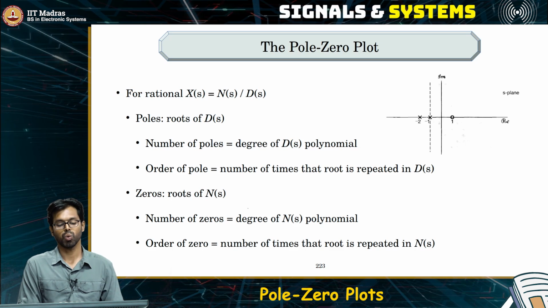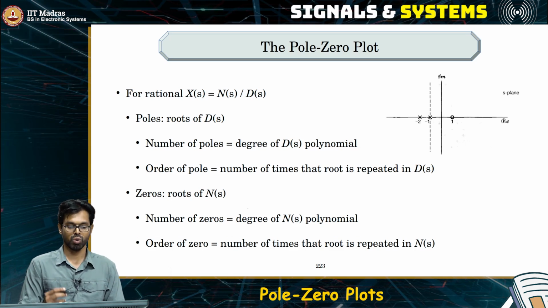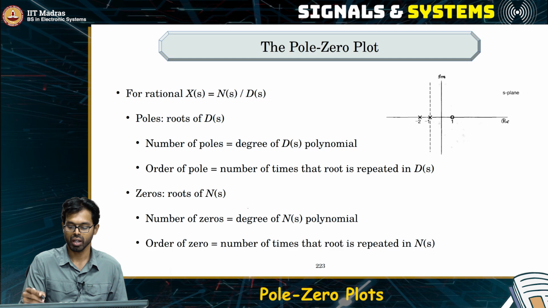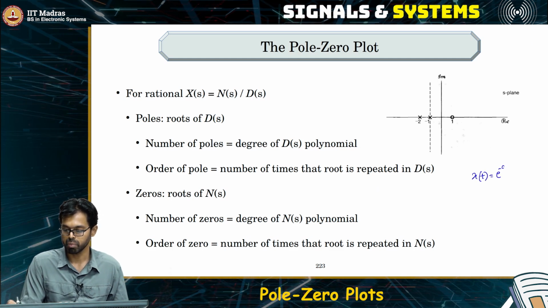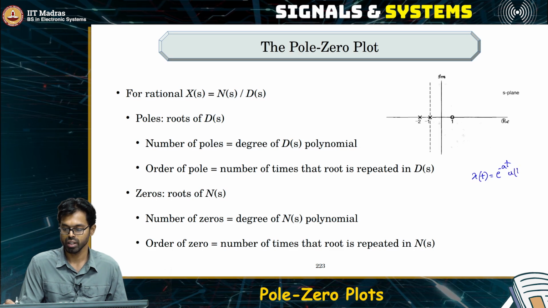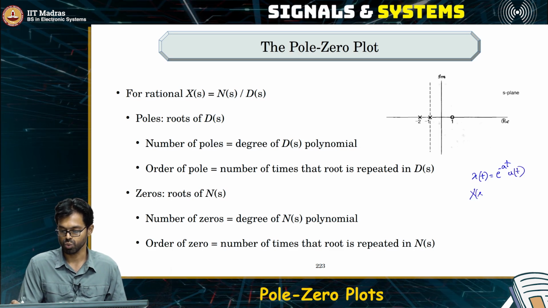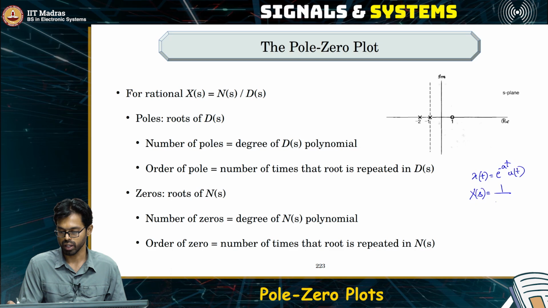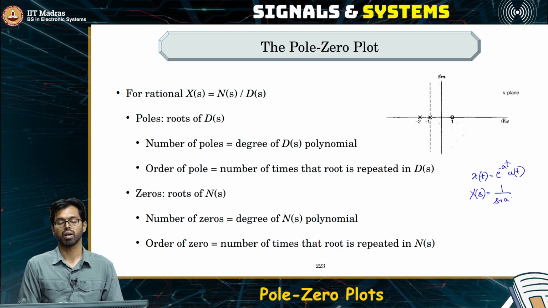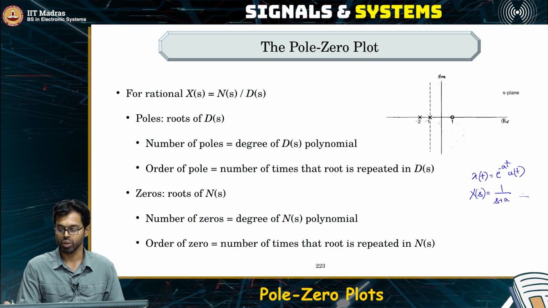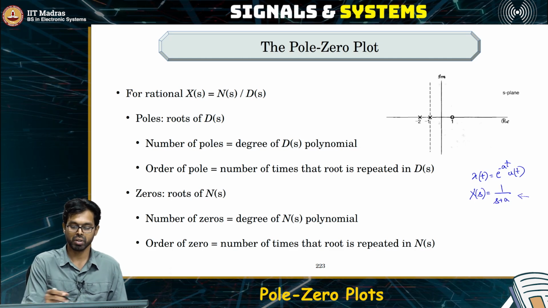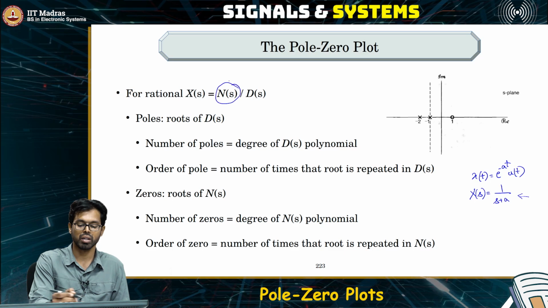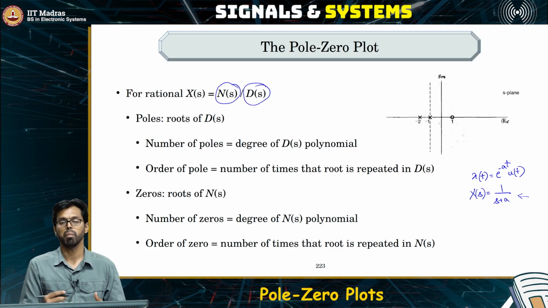Now there is something more that we can do with the Laplace transform when it is rational. So what do we mean by rational Laplace transform? We saw an example earlier. If x(t) was e^(-at) u(t), then the corresponding Laplace transform looked like 1 by s plus a. Correct. So this is what we refer to as a rational Laplace transform, meaning you can express that as a numerator divided by a denominator polynomial.